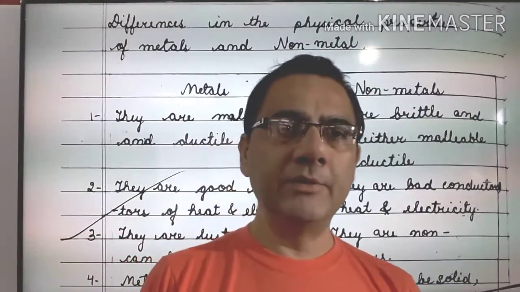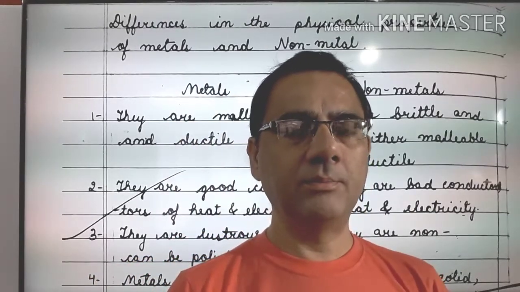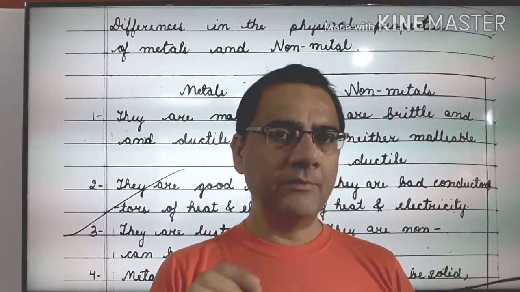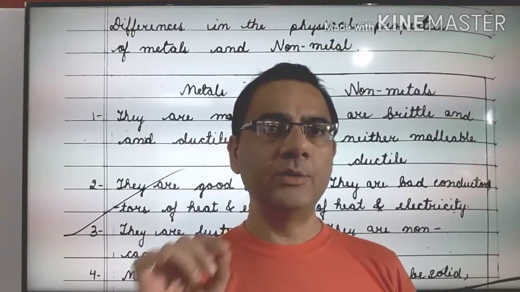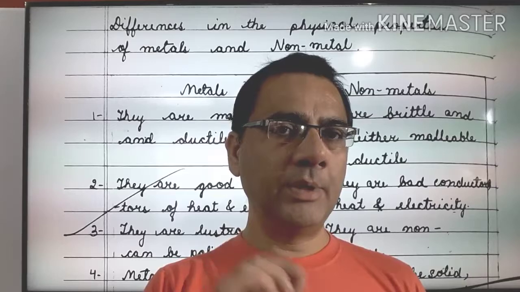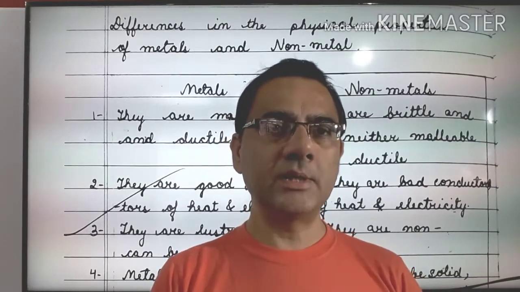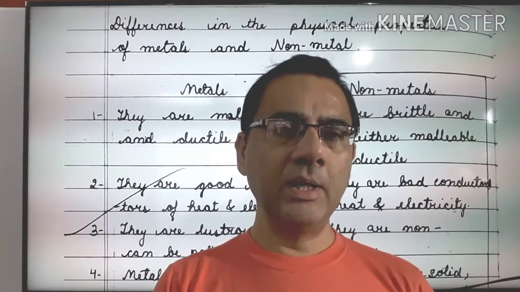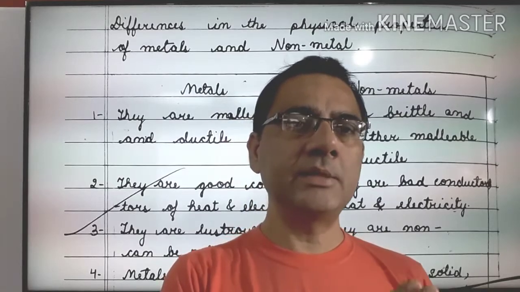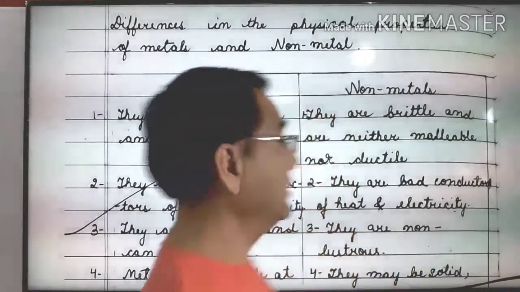The difference between the physical properties of metals and non-metals. The first difference is malleability, a property under which metals are beaten into thin, fine sheets. The property under which metals can be drawn into wires is called ductility. So metals are malleable as well as ductile. But the non-metals are neither malleable nor ductile.